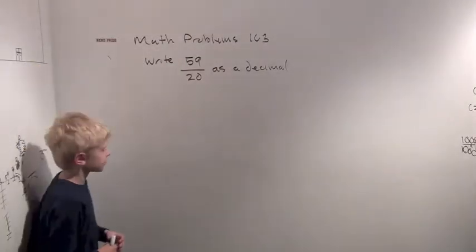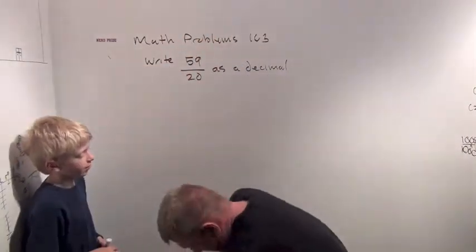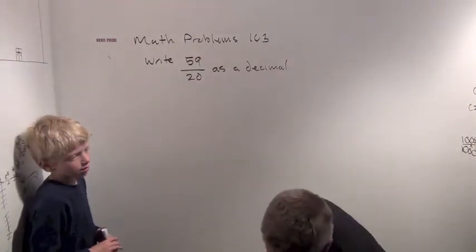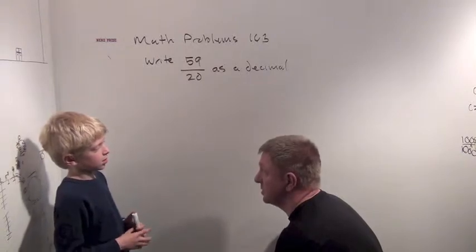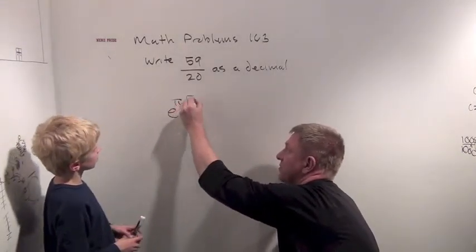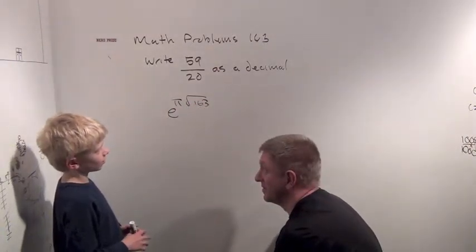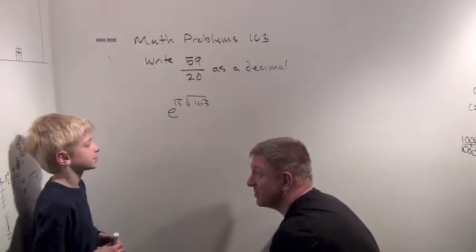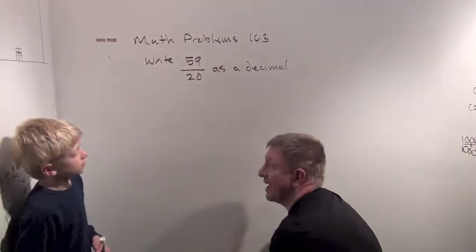Math Problems number 163. Do you know 163 is a really cool number? What is it? Is it prime? I think so. And also, there's a very famous Indian mathematician named Ramanujan who discovered that e to the pi times the square root of 163 is almost an integer. Cool. Whoa. E, pi, 163, square roots. Pretty cool, right? Alright, well anyway, we weren't talking about that today, were we?